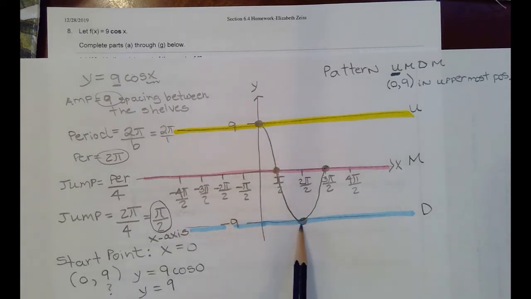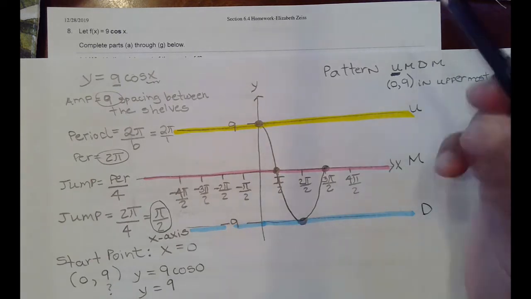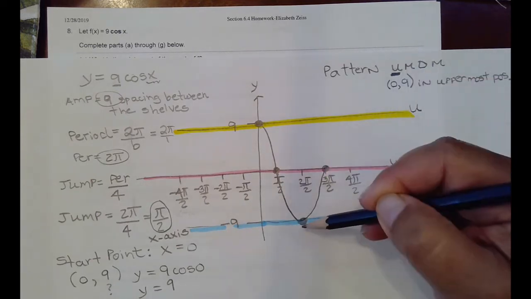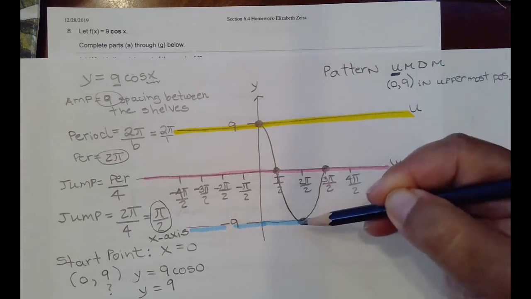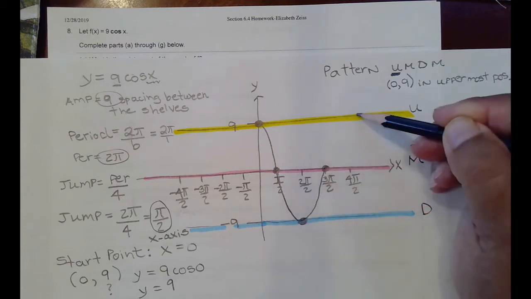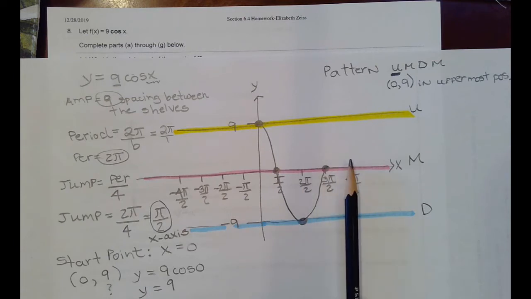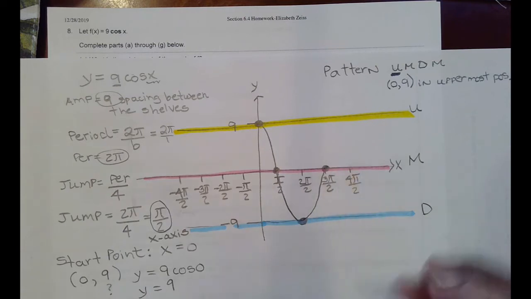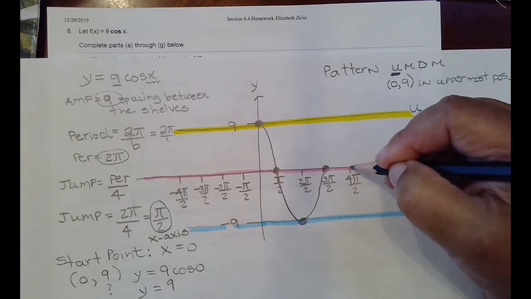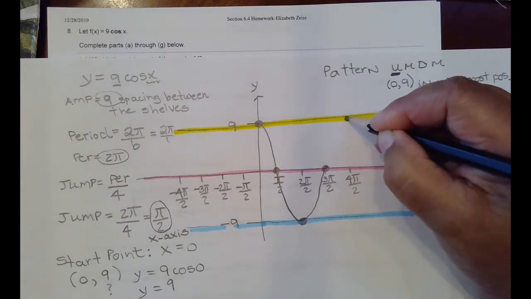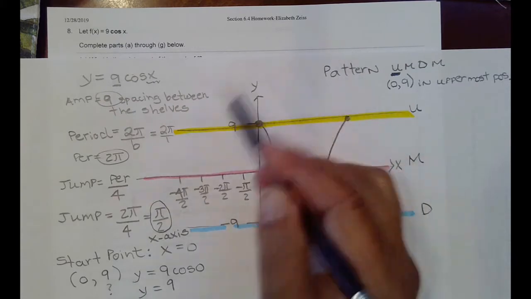Okay, then let's do the same thing over here. You're at the top, you need to start coming down, but you always have to have a point at the middle level occurring between your uppermost points and your downmost points. So slide over pi over 2 and drop down to the middle. Slide over pi over 2, drop all the way down. Slide over pi over 2 and start coming back up.